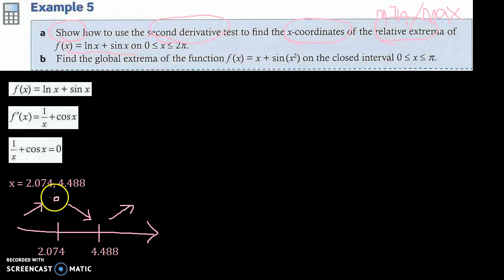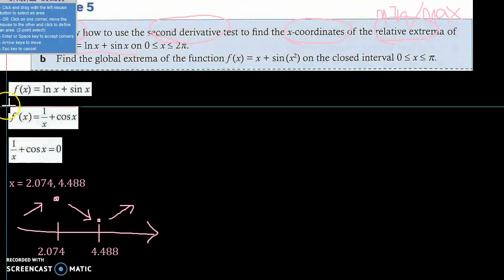So technically, I don't really need to carry out my second derivative test, and I know exactly where my maximum and where my minimum is. My maximum is when my x is 2.074. My minimum is when my x is 4.488. However, the question specifically wants us to use the second derivative test, so let's follow the instructions.